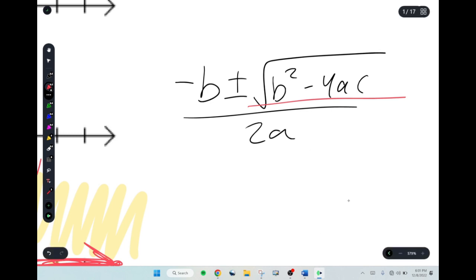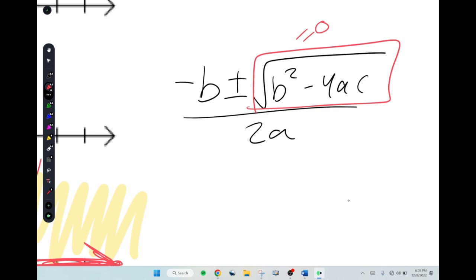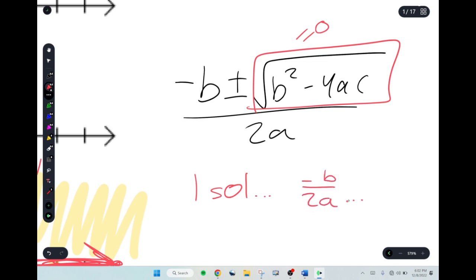I shouldn't put over 0. I should put like... Wouldn't that just be one solution? If your discriminant is 0, there's only one solution. What is that solution? One solution, which is negative b over 2a, which is what?